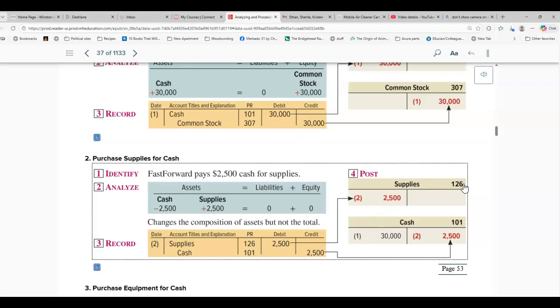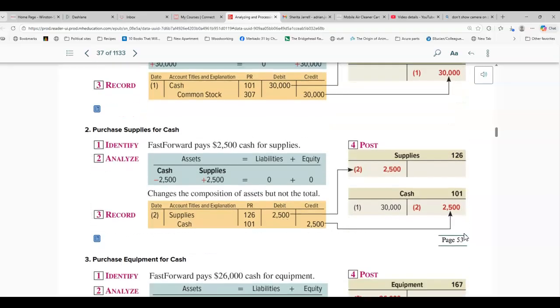You see the account number here being entered on the journal, and the posting reference, this would be the date for a T account, but in the posting reference column you'd have G1, General Journal 1. $2,500 credit to cash is now posted to the cash account over here.